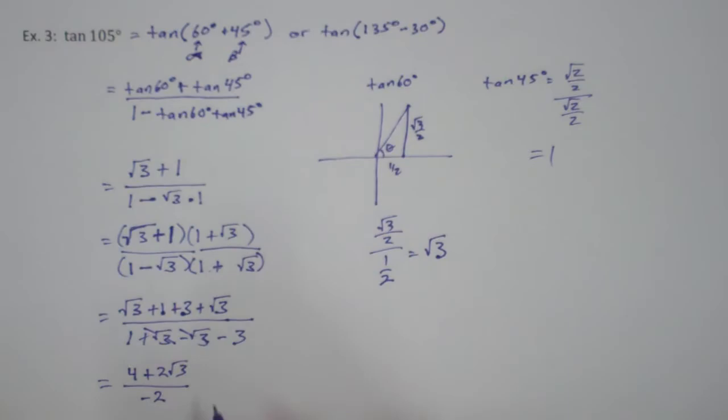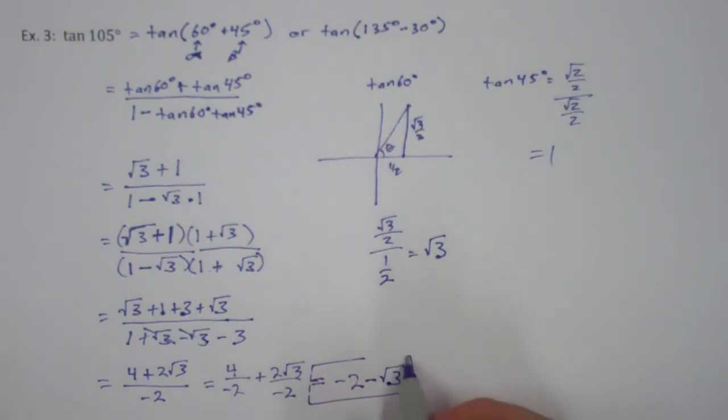If you can, at this stage of the game, you should do this division, but make sure that you do both, because this is the same as 4 over negative 2 plus 2 root 3 over negative 2. And we could write this as negative 2 minus root 3. So this is our exact value. Pause or rewind if you need to see any of that.